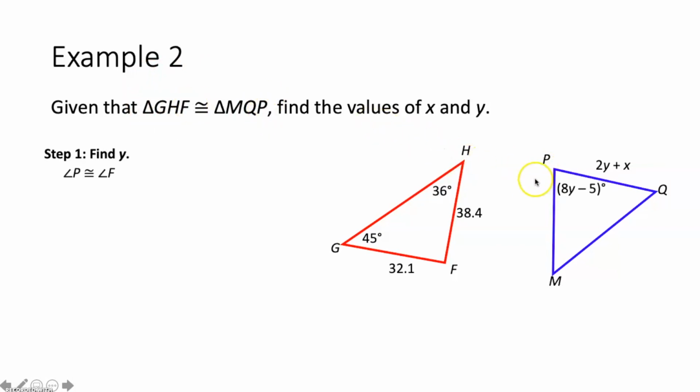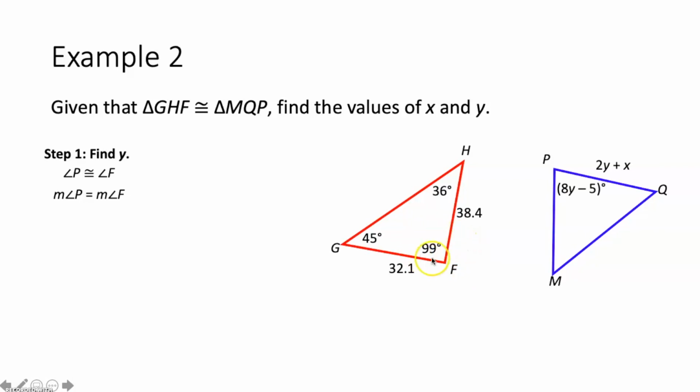Now we can set up an equation where the measure of angle P is equal to the measure of angle F by the definition of congruent angles. Oh, we aren't given the measure of angle F. Well, we are given two angles of a triangle. And based on the triangle angle sum theorem, we could just take 180 degrees, subtract 45 degrees, subtract 36 degrees, and you're left with 99 degrees. So we know the measure of angle F has to be 99 degrees.